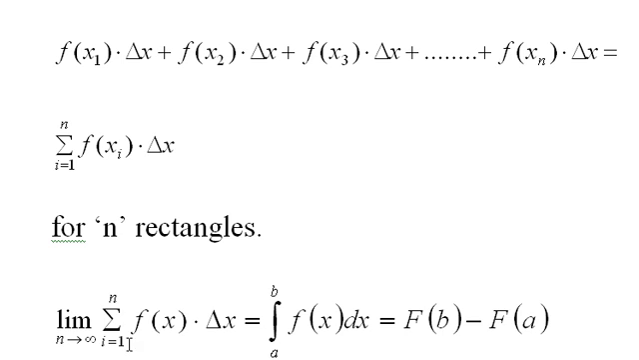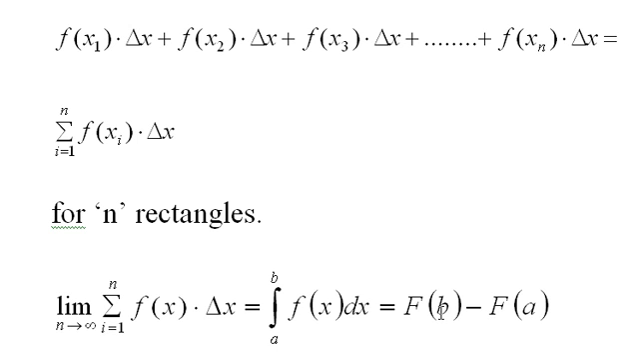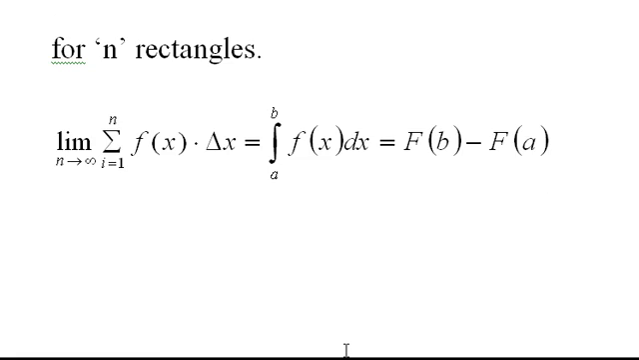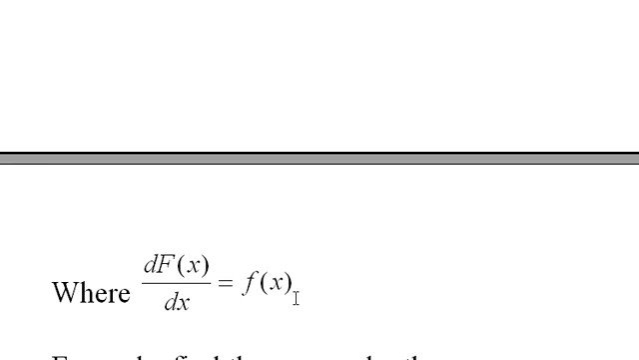Notice the sum sign is changed here a little bit, and from a to b, and this equals big F of b minus big F of a. Kind of neat, huh? Where big F is the antiderivative of little f. And the way I define that is I say, okay, where the derivative of big F is little f, meaning that big F is the antiderivative of little f.